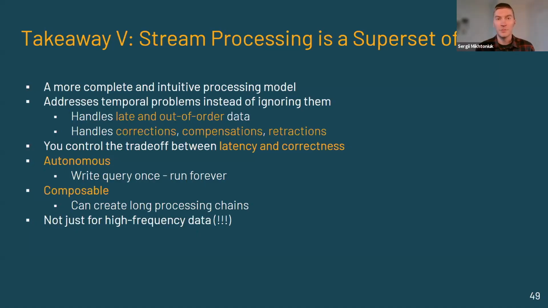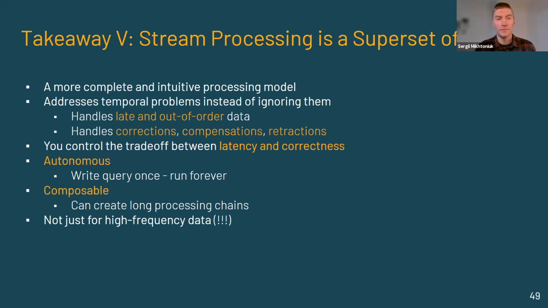It's a widely accepted idea now that stream processing is a complete superset of batch. It's a more complete and intuitive processing model that addresses temporal problems instead of ignoring them. So it handles all the edge cases for you. And it gives you the power to control the trade-off between latency and correctness. If you want more correct data, you just wait more. If you want data to be real-time, you reduce the correctness at the expense of getting more corrections later. And it's more autonomous. We can write the query once and run it potentially forever. As long as data keeps coming, the query is going to continue working.